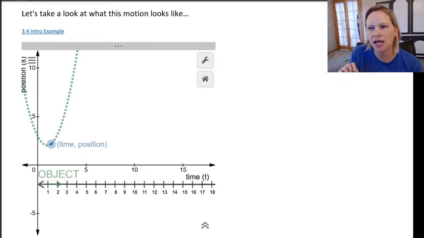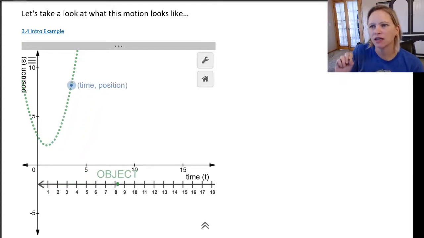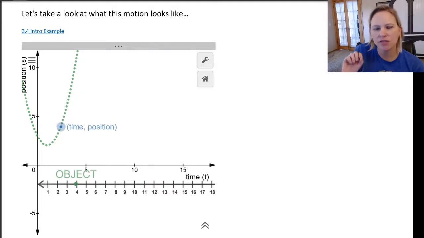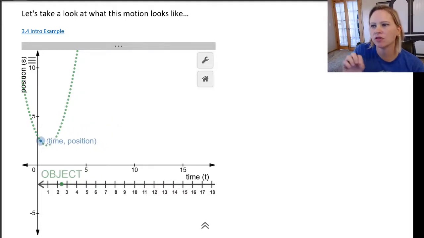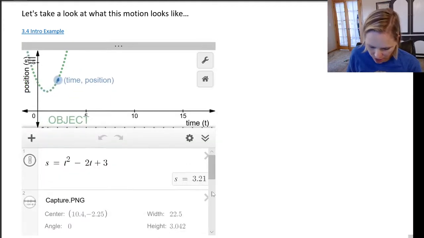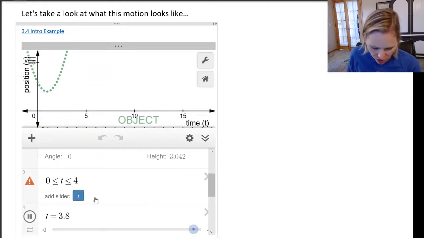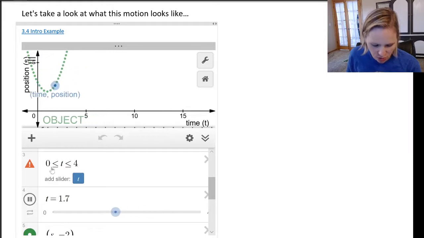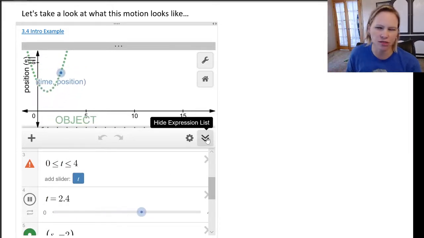And if you watch what's happening along that parabola and what that blue time-position dot is doing compared with the green object, you can see that the object kind of stops and restarts because it's only during this 5-second interval. And if we take a look at what's happening, the S value, the slider, the time, is going between 0 and 4 here. So this is just the first 4 seconds.